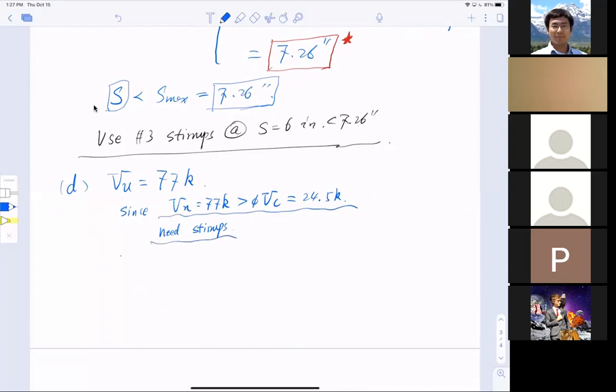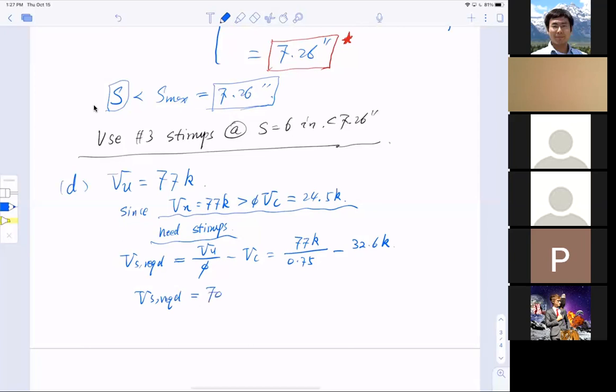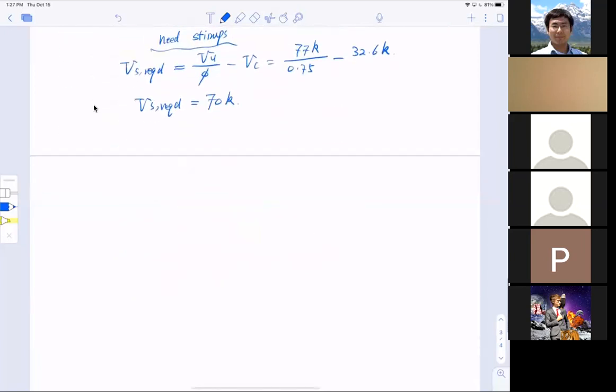Let's proceed to calculate the required shear from the stirrups, which is equal to Vu, the applied shear, divided by phi, 0.75 always in shear, minus Vc. That is 77 kips divided by 0.75 minus Vc. Vc is 32.6 kips from our previous calculations. So Vs required in this case is big, it is 70 kips, much bigger than the previous one.